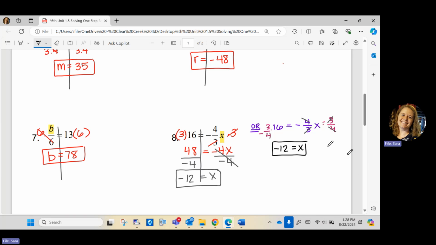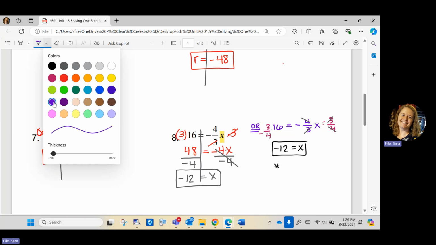So writing it this way, it's one step. I think it's easier for y'all to break it down into 2. Okay, so I'm just going to make a note of what I did up here.